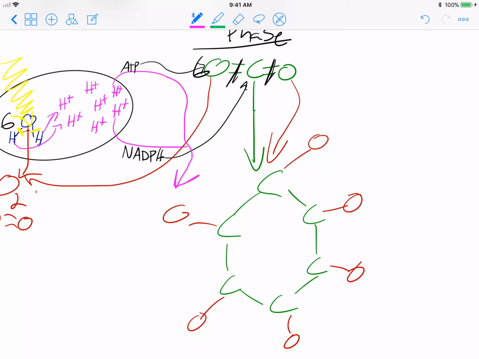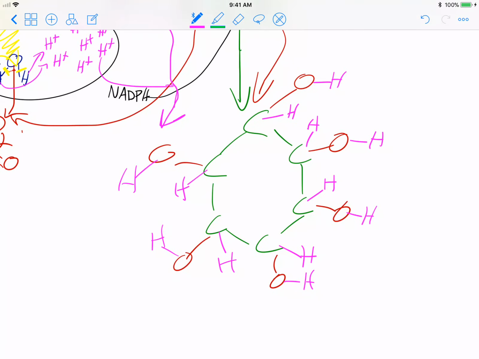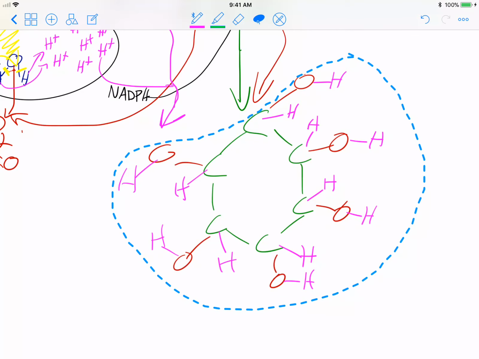Those hydrogen atoms from over here in our hydrogen region, part of the light cycle, will come over and begin to bond, some of them to the oxygen, some to the carbon. Last one. Okay, they all bond together. Then, once all these have been bonded together, we've got one big molecule.